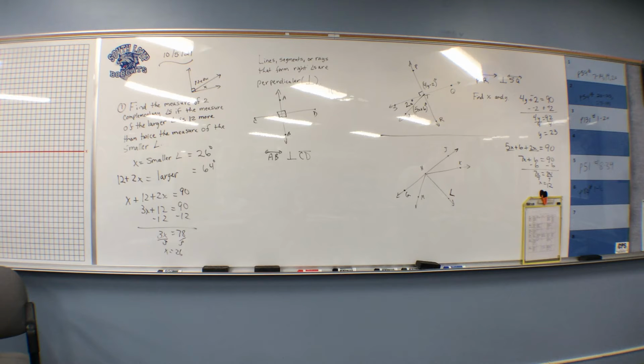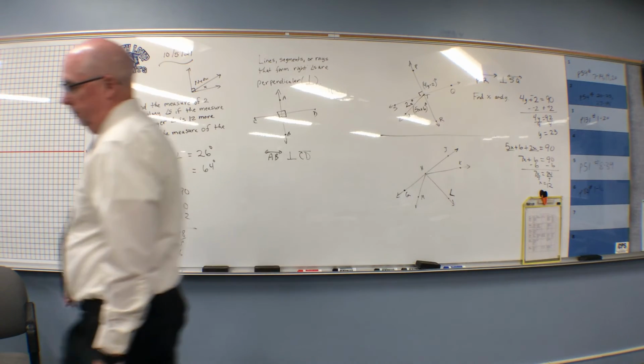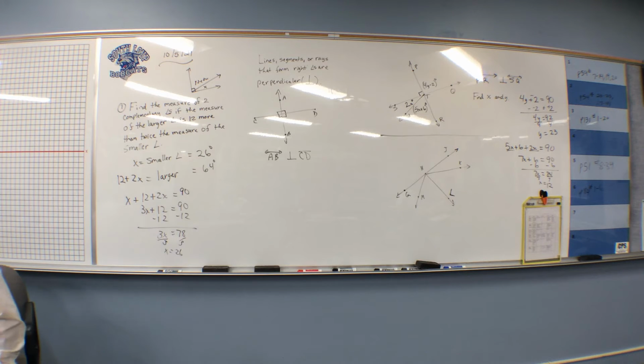How do you name that angle? Angle FDG? No, you don't start with F. That's the vertex. DFG. Angle DFG. Did everybody see that? Angle DFG is vertical. You have to look at it so that it has the same vertex.